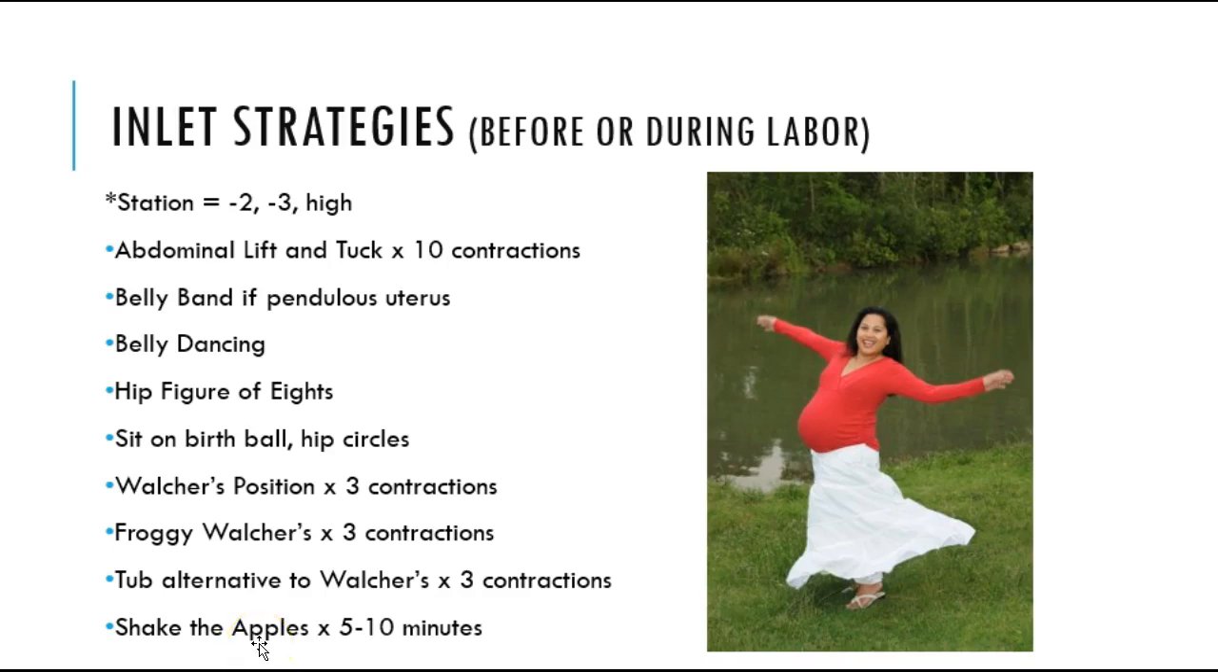So inlet strategies, we're talking like -2, -3 station, or you just reach in and baby's just way up there. So abdominal lift and tucks for 10 contractions would be an option. I have a slide coming up that will talk about that specifically. A belly band if mom has a really pendulous uterus.